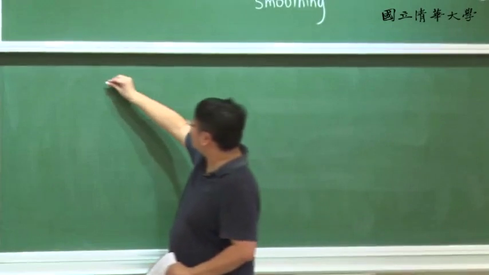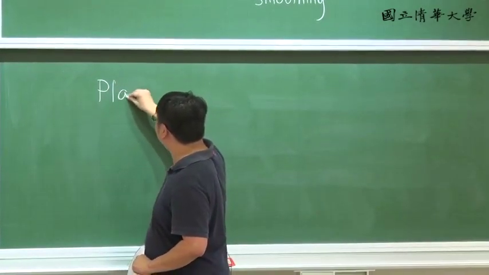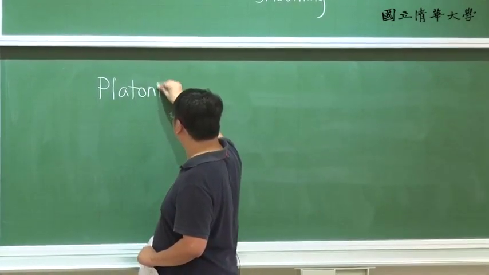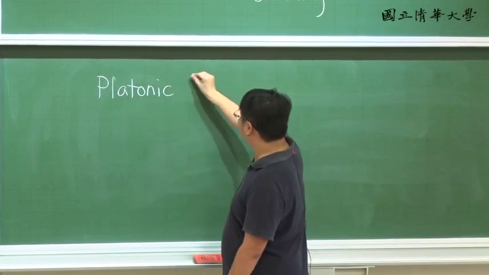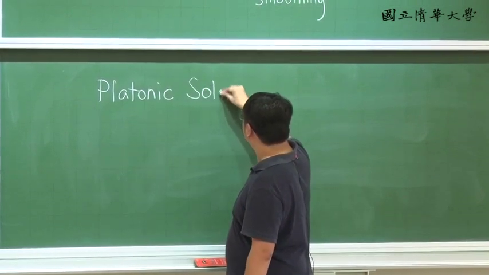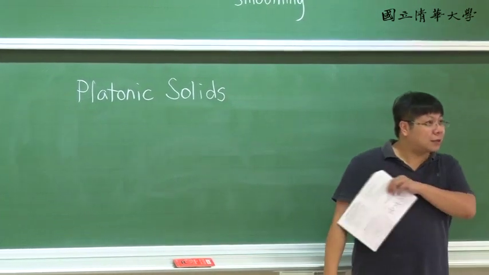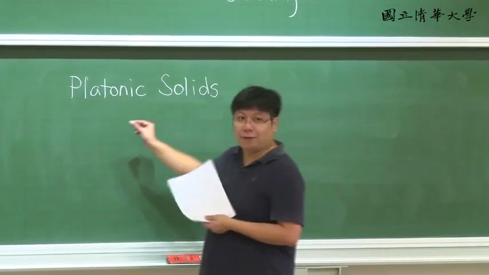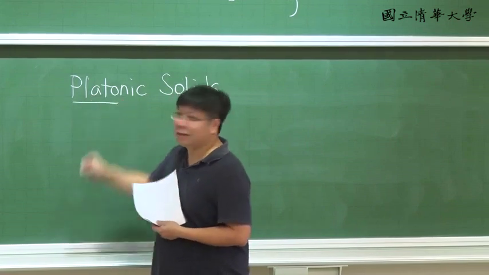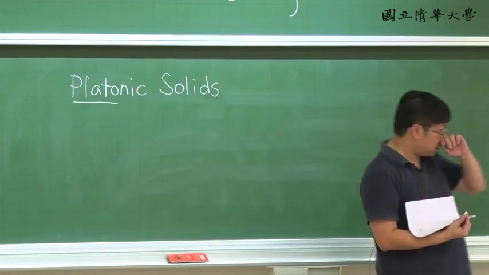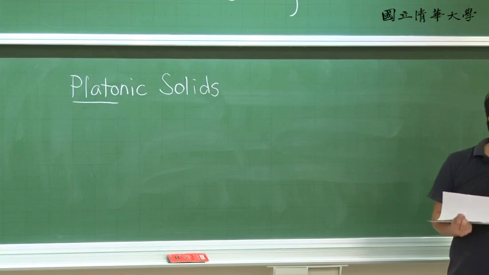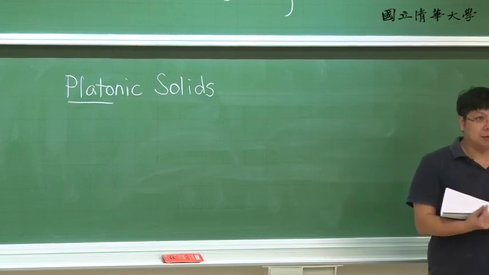So we talk about another thing. So this is the Platonic solids. Okay, so Platonic solids comes from what? Comes from Plato. So Plato is the great philosopher. It's Greek, right? A long time ago.